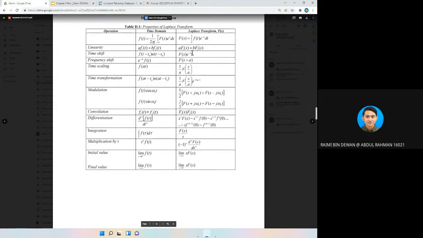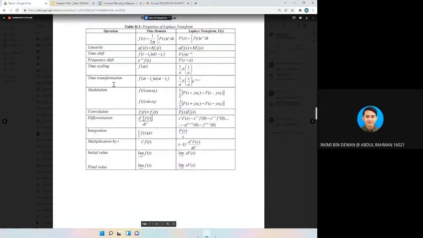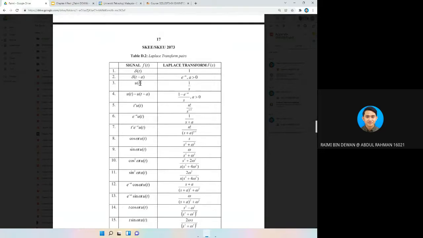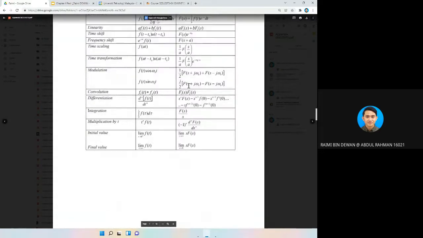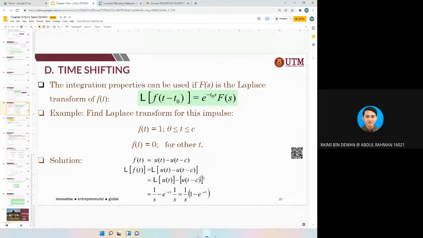Here, t0 is actually c. I think it's okay. I need to check u(t) is 1 over s. Yes, I'm correct. The time shift will be represented by e to the negative st0. I confirm this is correct. So e to the negative cs over s, because one is u(t), and this one shows the time shifting of the unit step function in the time domain. Now it is in the Laplace domain.